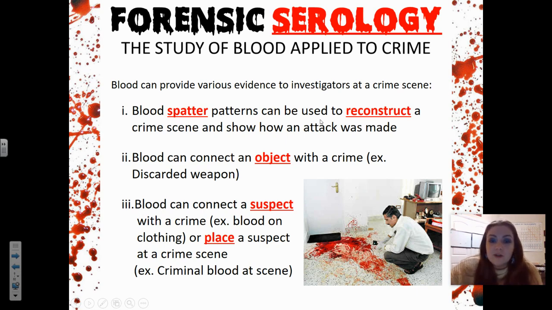Okay, blood spatter patterns can be used to reconstruct a crime scene and show how an attack was made. Blood can connect an object with a crime. Obviously, if you find blood on the object and you found the same blood at the scene, blood can connect a suspect with a crime. So if there was blood on the suspect, or if the suspect's blood was left at the scene, all those things can place a suspect at the crime scene.